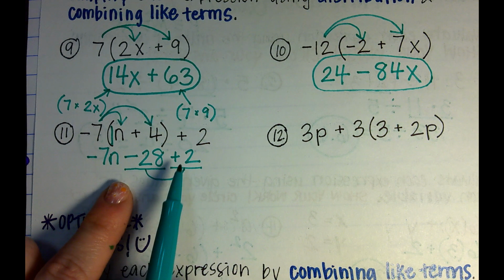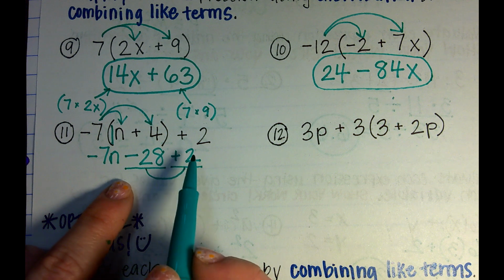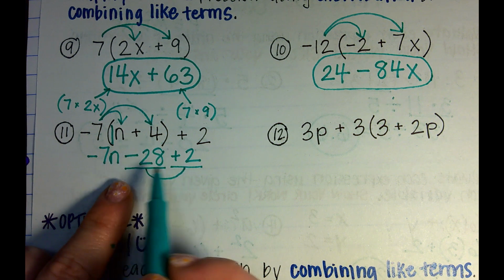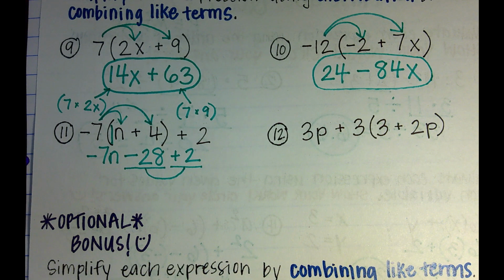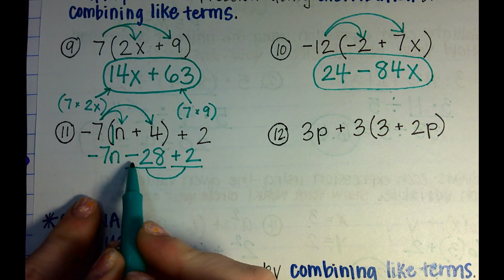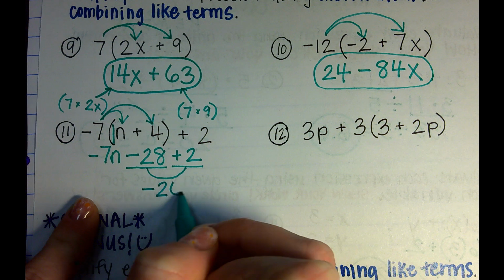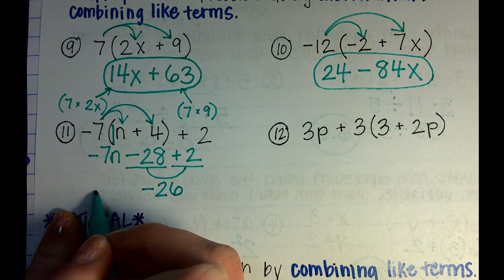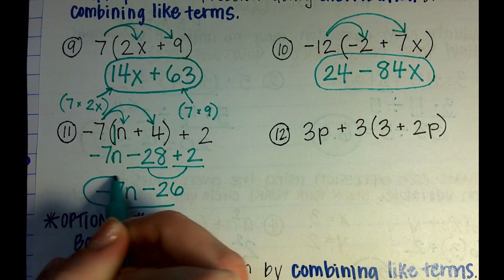Oh, no, negative 26. Yes, negative 26. Good. Sorry. Negative 28 plus 2. Remember, we're starting with a negative number. When you add a positive to a negative number, that negative gets smaller because we're taking negatives away. We're adding positive, so we're going towards 0. So negative 28 plus 2 is negative 26. Now you can bring down a negative 7. And that's our answer.